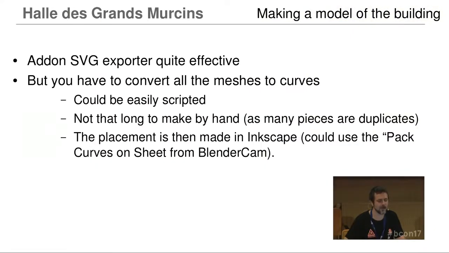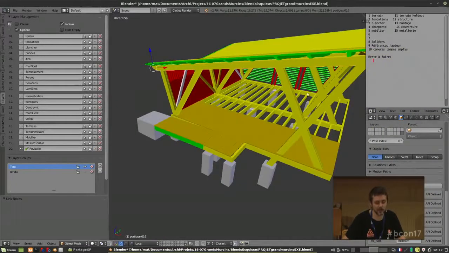There is an add-on for Blender called SVG exporter that is quite effective, because most laser cutters use SVG or Illustrator-type vectors, not pixels. So you have to export all of your shapes into SVG to cut them. In the Fab Lab, we have a laser saw, which is an open source, open hardware laser cutter, which uses SVG. So you have to export all of your parts into SVG. The thing is that you have to convert all of the meshes into curves. In fact, it's quite easy.